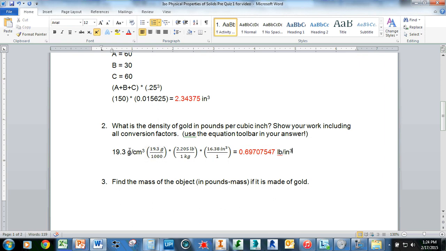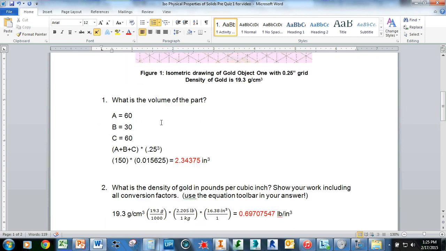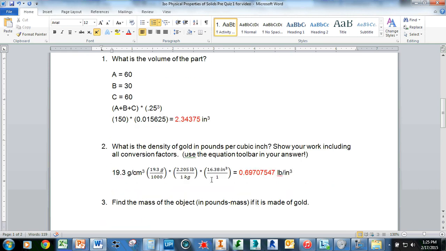This is the process that we go through to convert from grams per cubic centimeter. This calculation in number 2 has nothing to do with number 1. There's nothing to do with any kind of a distance here. We're only converting from grams per cubic centimeter to pounds per cubic inch of just 1 cube. That's it, just 1 cube.